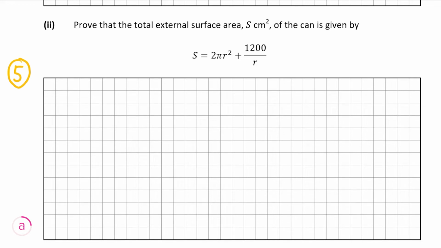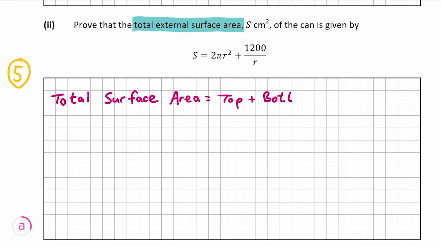So here we have to prove that the total external surface area, s centimetres squared, of the can is given by s is equal to 2 pi r squared plus 1200 over r. Just watch out here that it's the total external surface area. So the formula in the formula and tables book for the surface area of a cylinder is just for the curved surface area. So we're going to have to add on to that the area of the top of the can and the bottom of the can. So basically the total surface area is going to be equal to the top of the can plus the base of the can plus the curved surface area of the cylinder. So the top and the bottom are both circles, and then the curved surface area is obviously a cylinder.